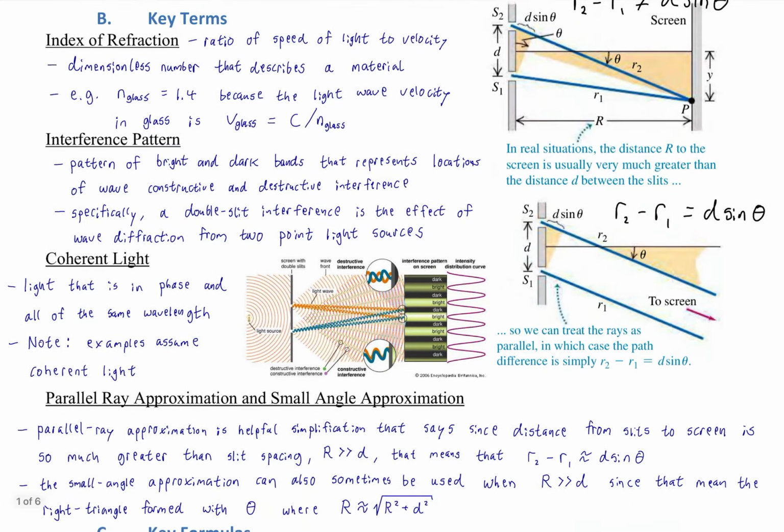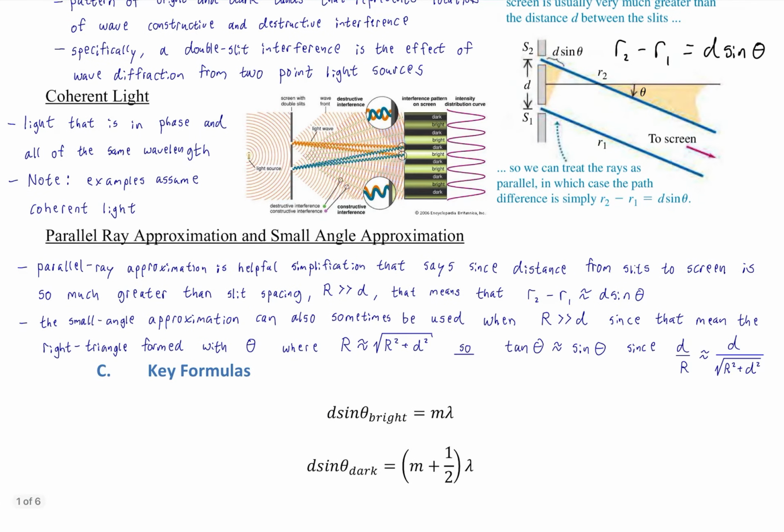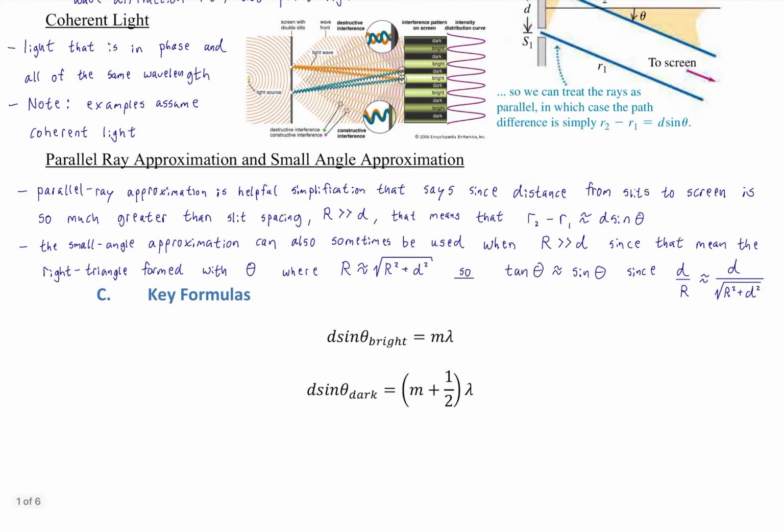Now that only works for very long, narrow triangles, all right? And in that case, tangent theta, opposite over adjacent, is basically the same as opposite over hypotenuse, since adjacent and hypotenuse are the same. So this becomes a true statement since this becomes approximately the same, okay? Now, again, that was an approximation we'll use sometimes, and you'll see when. So let's get on to our key formulas, all right?